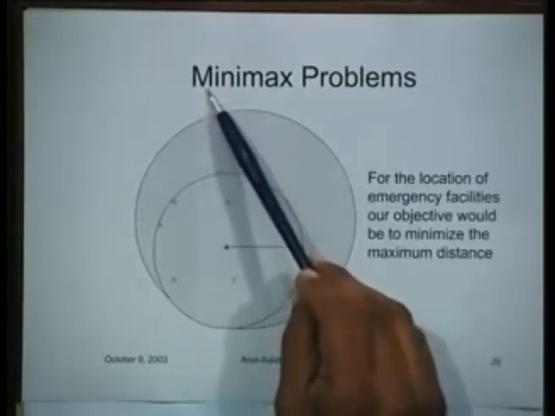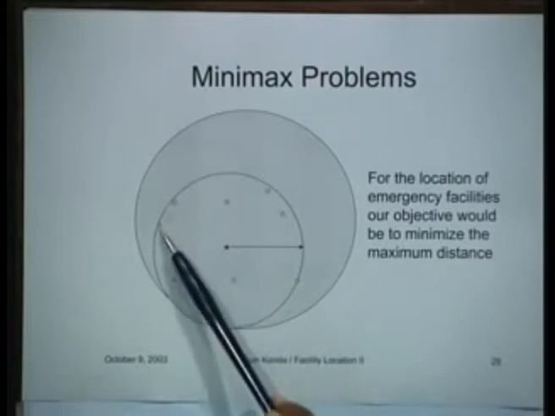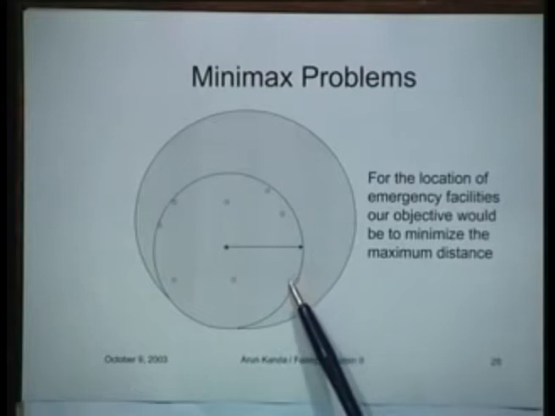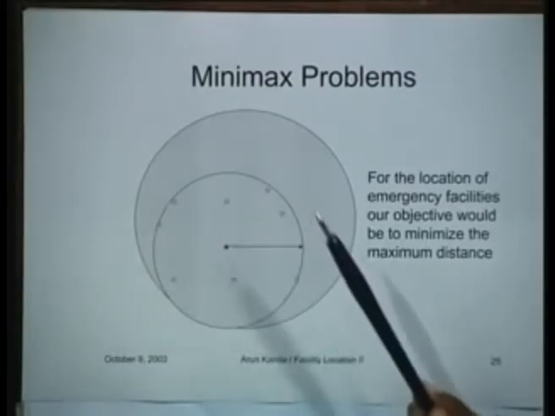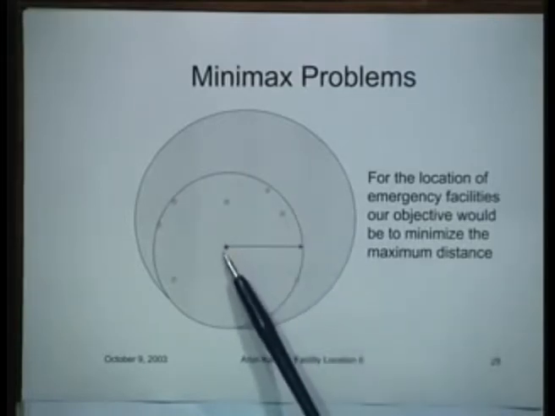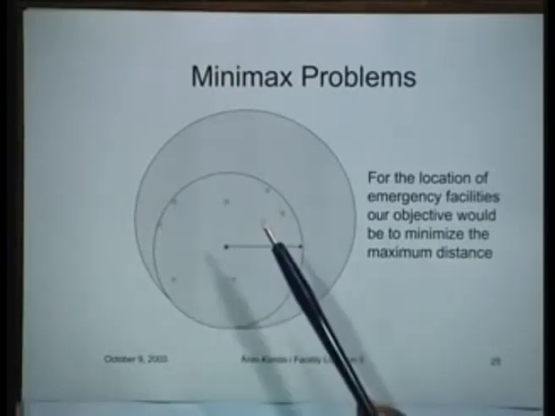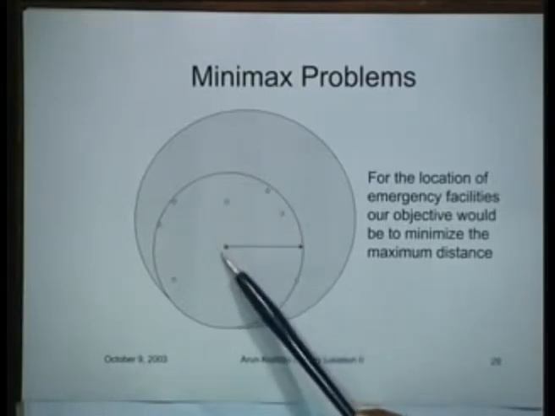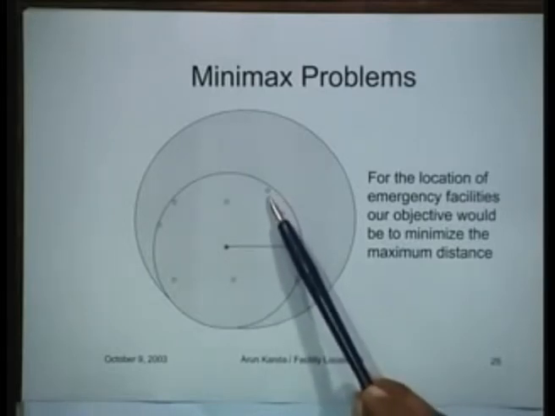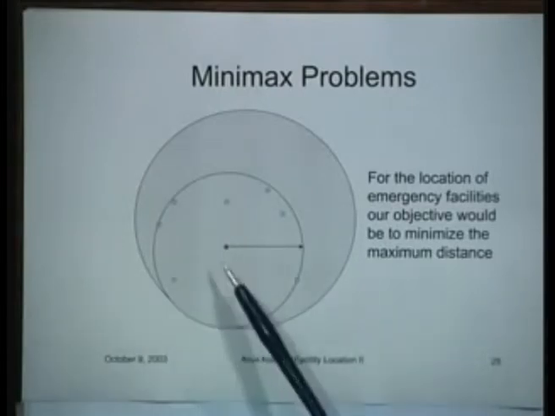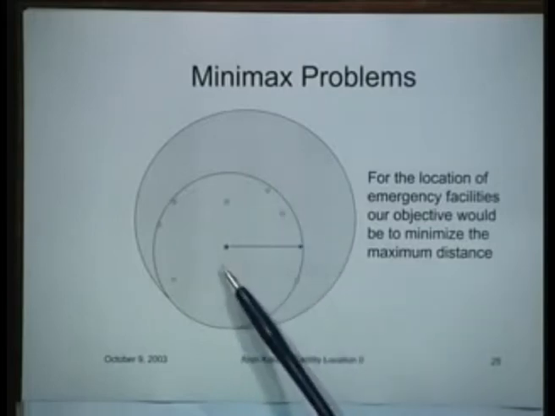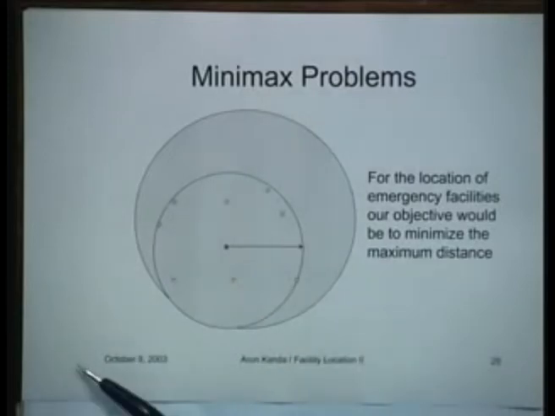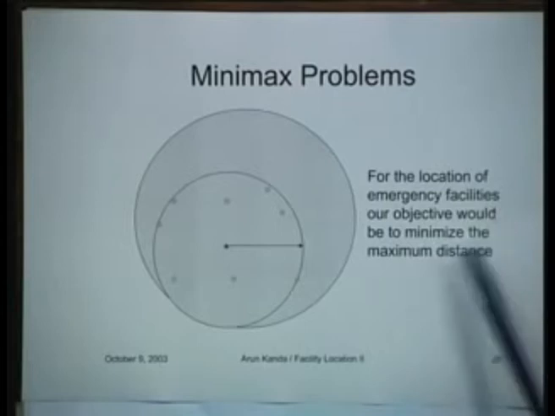Now in many instances, especially in emergency location problems, it's not appropriate to think of a mini sum objective. It's better to think in terms of what we call a mini max objective. For instance, if these are the residences of people in different localities, and you're trying to find out the location of a fire station, the location should not be such that the total cost should be minimum, because when a fire breaks out, the fire tender has to run to that particular place. So really speaking, the location of the fire station should be such that it should be nearest to the farthest point, right? So you are trying to minimize the maximum distance. In all emergency location, minimax problems are quite common. So for the location of emergency facilities, our objective would be to minimize the maximum distance.